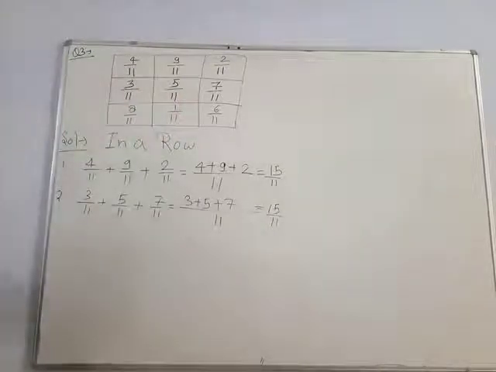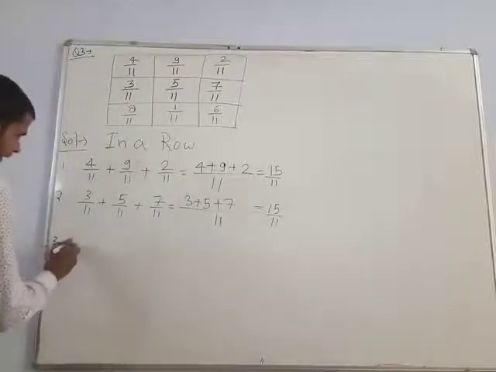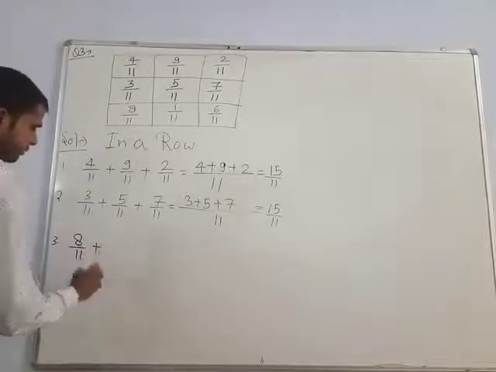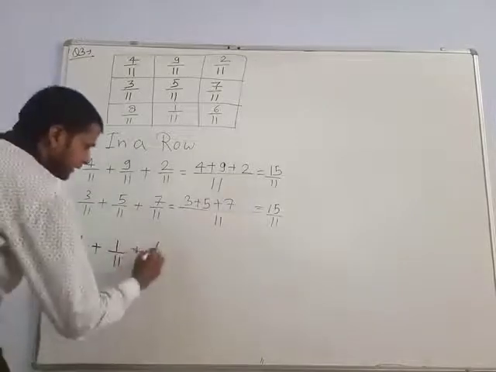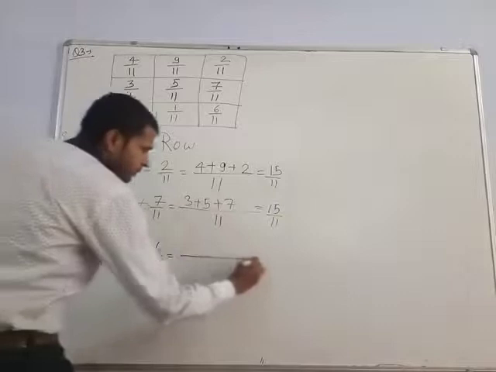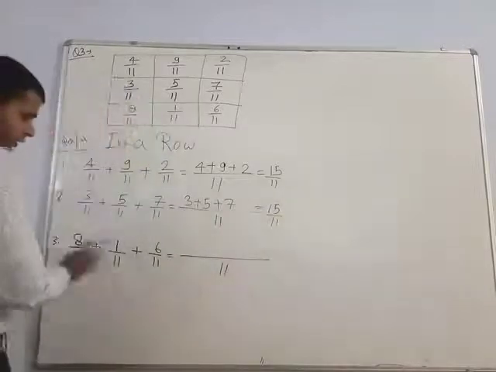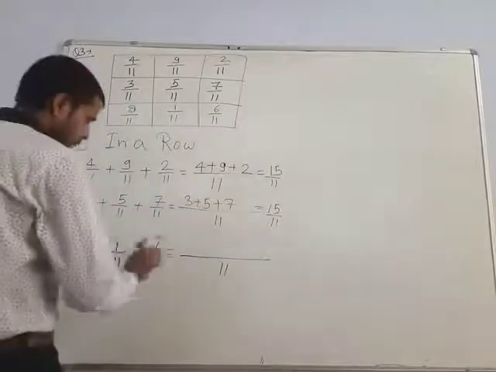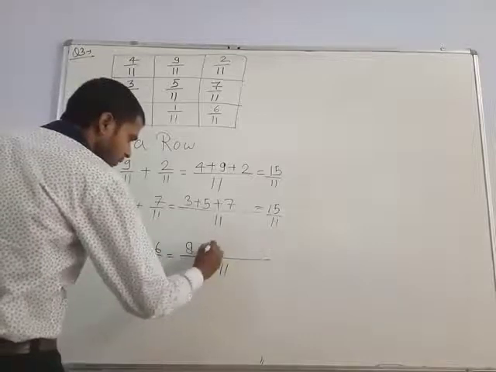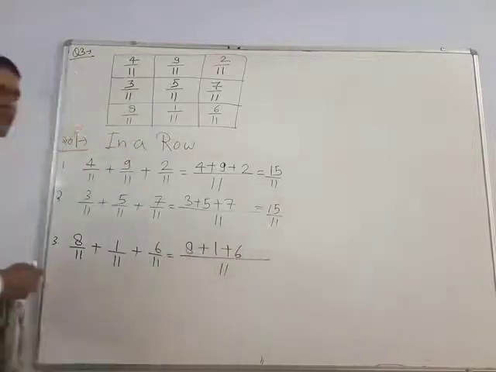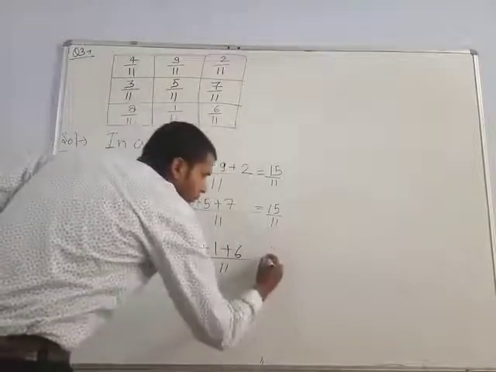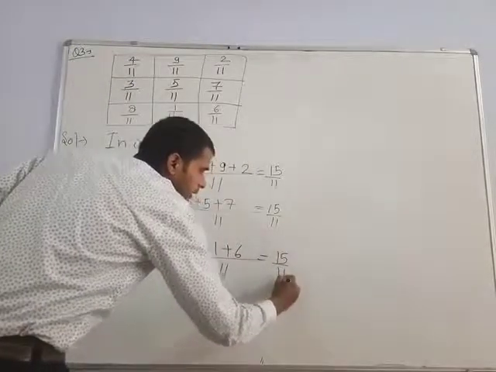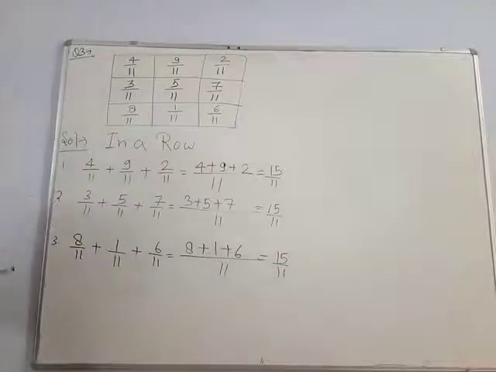And the last is the third row, that is 8 upon 11 plus 1 upon 11 plus 6 upon 11. You take LCM 11, the denominator value is the same. So 8 plus 1 plus 6, right? So 15 upon 11 in a row.